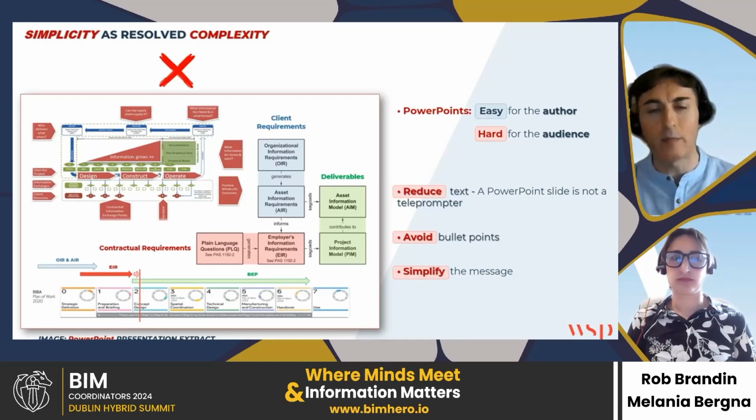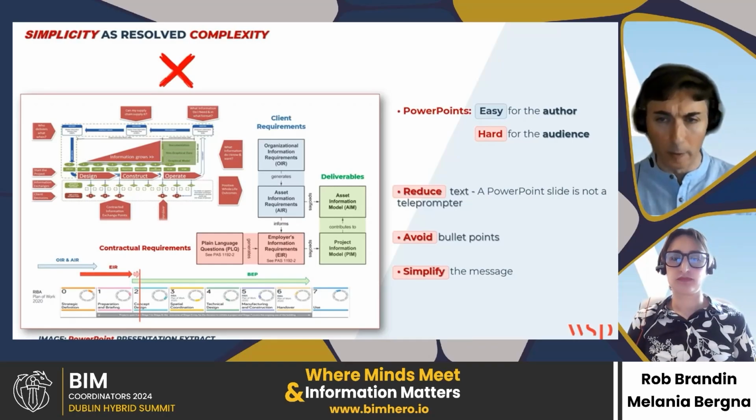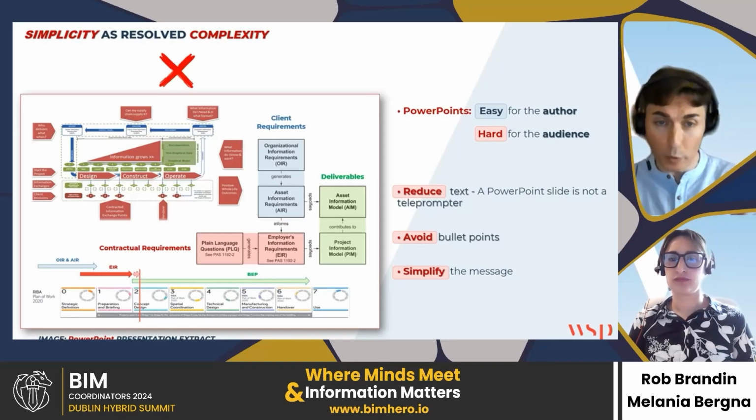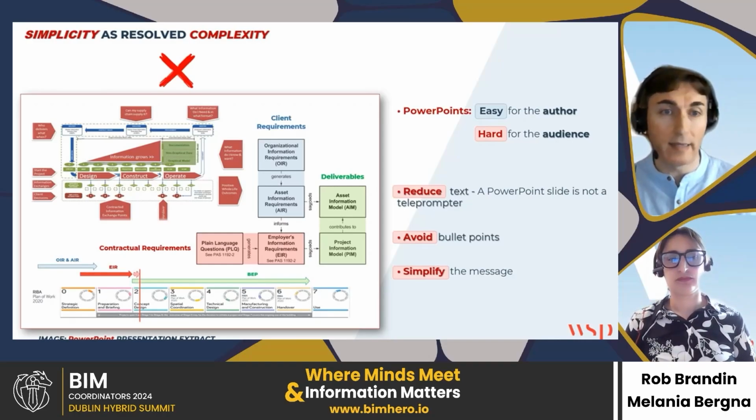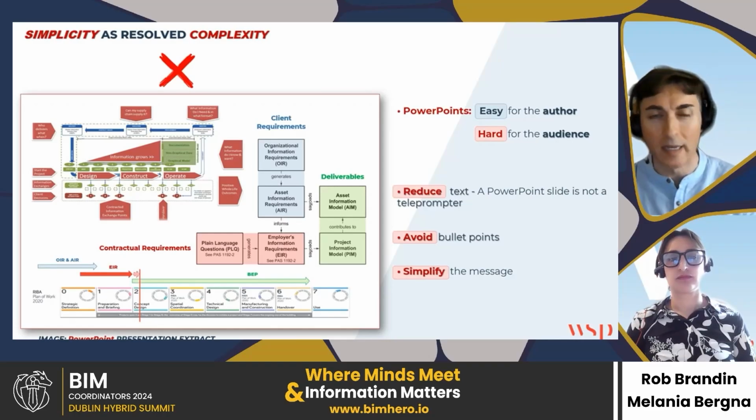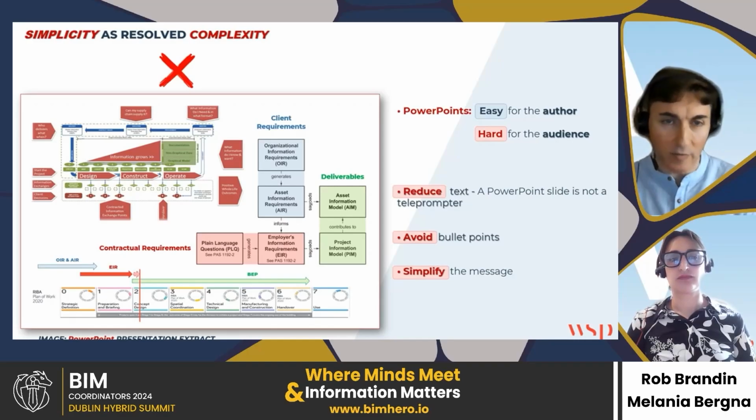And this was one of the examples that we did in a presentation for the House of Commons. That was my presentation, by the way. It was a big mistake to put this in front of an audience that was not very knowledgeable. I put these slides, and I believe no one understood this. That's why we need to reduce text, avoid bullet points, and simplify the message. We need to understand our audience, which is sometimes very difficult because we are in our own brain, and we need to put ourselves in others' brains. These PowerPoints are usually easy for the author, but hard for the audience to understand. So we need to always be in their brains, not in our brain.